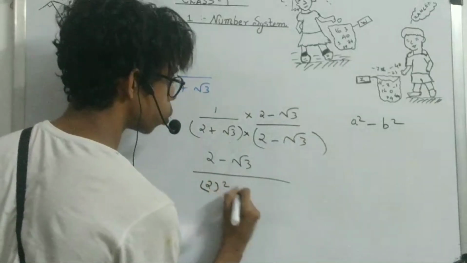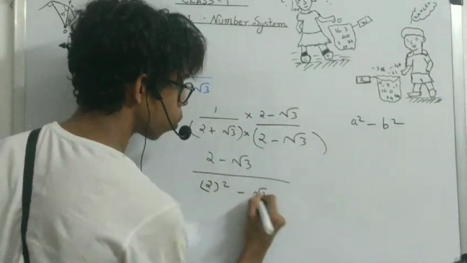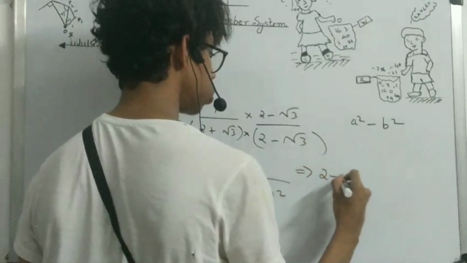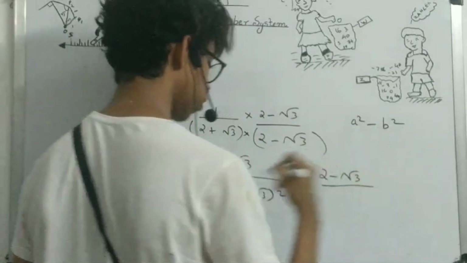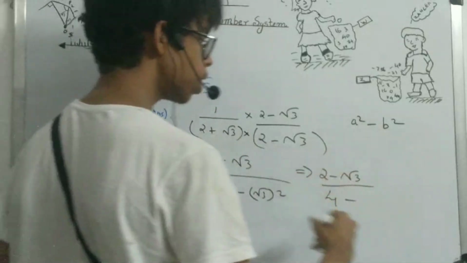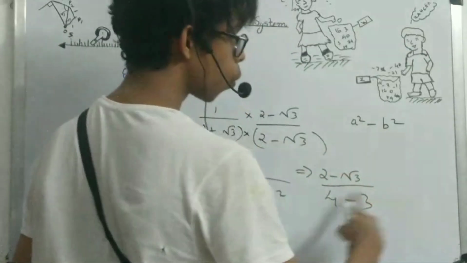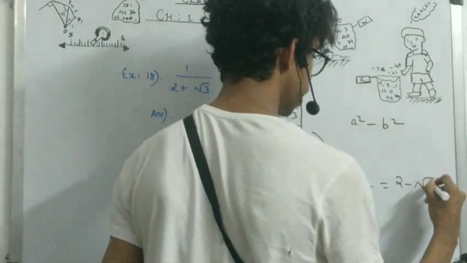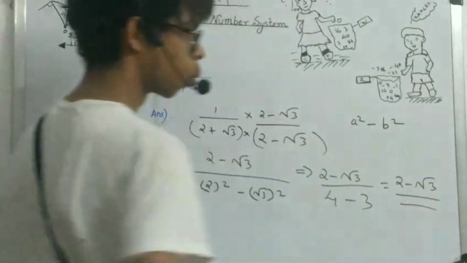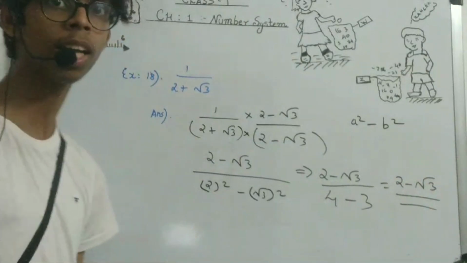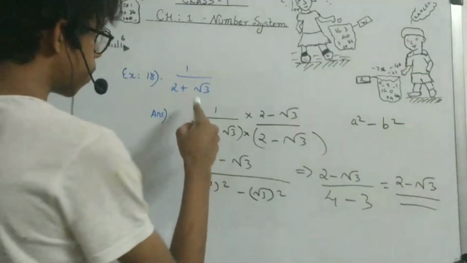So a square means 2 square minus root 3 the whole square. So here I will get 2 minus root 3 divided by 2 square means 4 minus root 3 the whole square means 3. 4 minus 3 we know is just 1. So our final answer will be 2 minus root 3. Okay, I hope I am clear. This is a very important question that is asked for your exam.